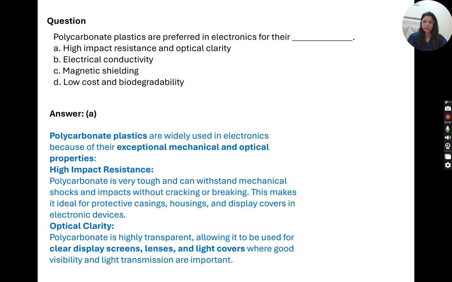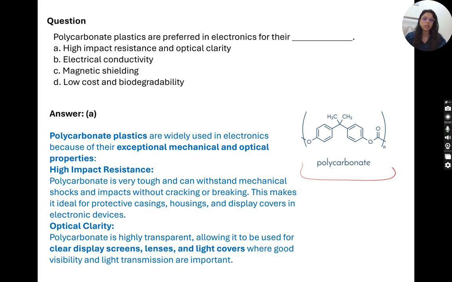Okay, the answer is A, high impact resistance and optical clarity. If you look at the structure of polycarbonate, this is how it looks. This is the carbonate linkage, repeated on every unit, and because of this they can be used in electronics because of their mechanical and optical properties.